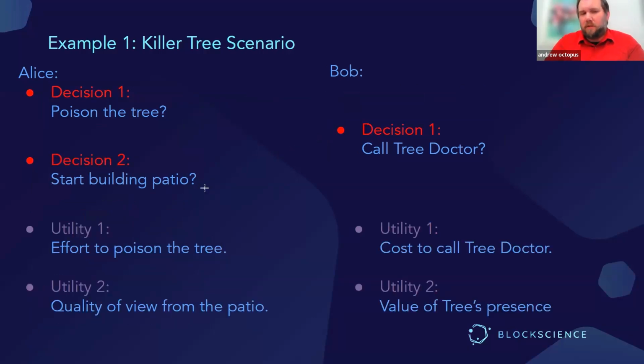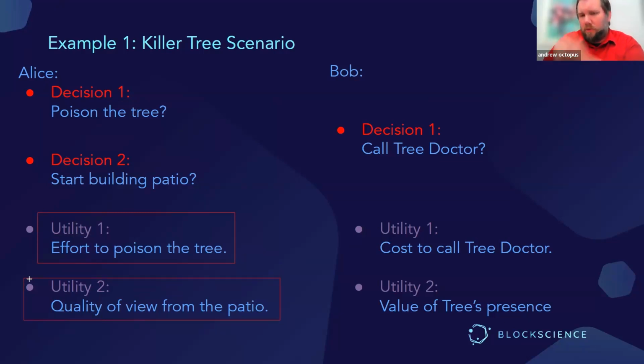Each of these agents also has utilities, which are things that are values to them based on the results of their actions. So the first utility we can look at is Alice's effort to poison the tree. And this could be effort in terms of she has to take a day off from work to do it when no one is watching, or just the moral weight on her conscience of the fact that she did this. And she's also ultimately going to have the final outcome of the quality of view that she has from the patio.